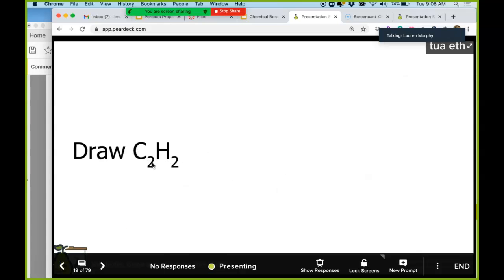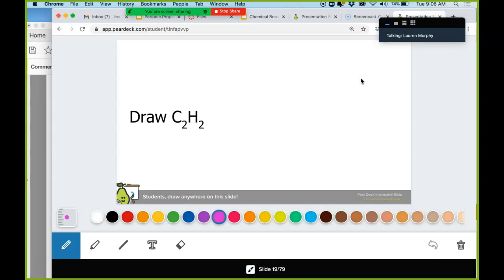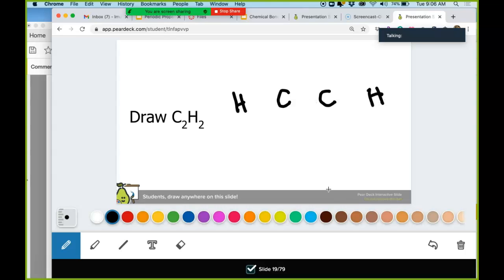All right, we're going to draw C2H2. Organic molecules are interesting. Remember, we always said carbons are in the middle, okay? And I'm just going to show you that the hydrogens are right here, okay? So first thing you do, 1, 2, 3, 4, because carbon has 4 valence electrons. 1, 2, 3, 4. All right, how many valence electrons does hydrogen have?